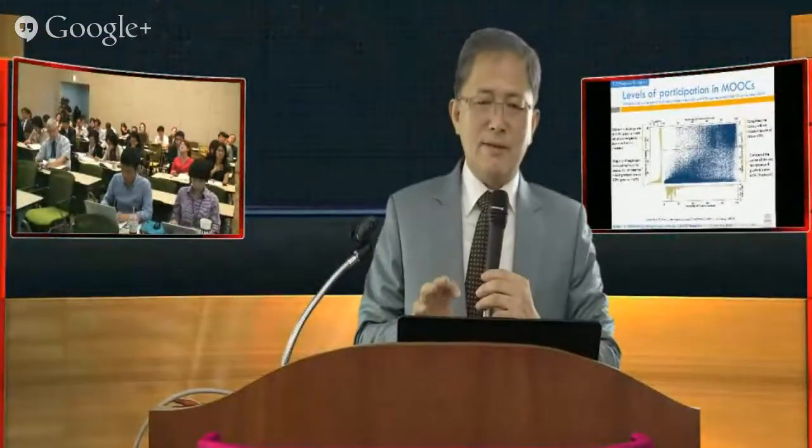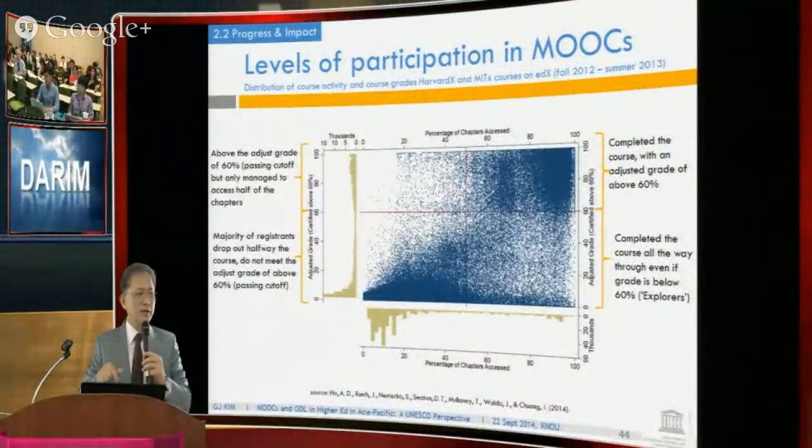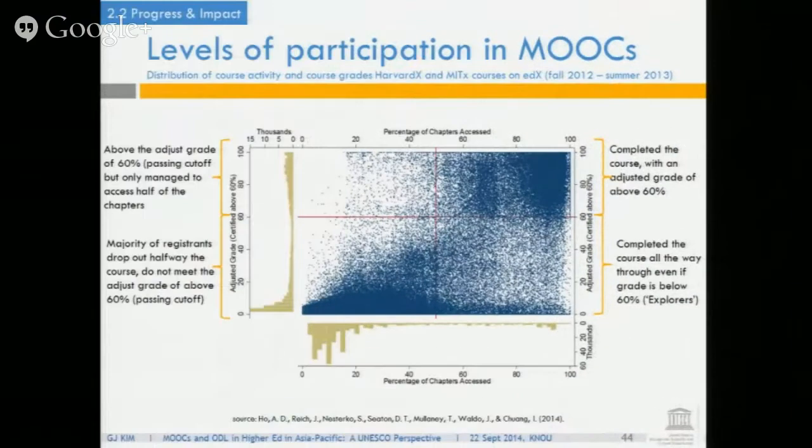So this is a very interesting analysis of how learners behave in MOOC courses. At the right bottom, you see the majority just enter or view the courses and drop out halfway through the course, whereas there is another group which completes the course with a grade average above the cutting point.